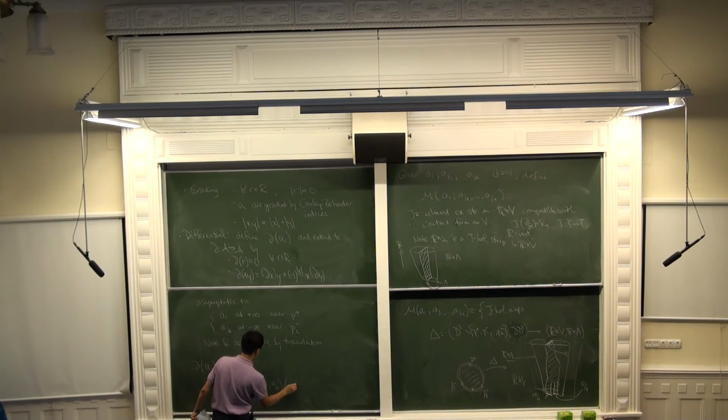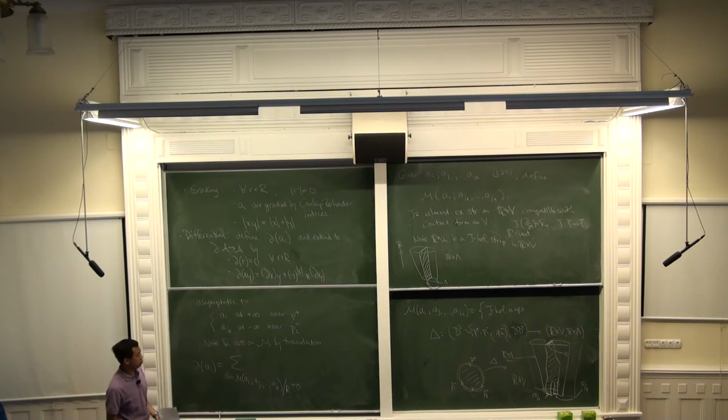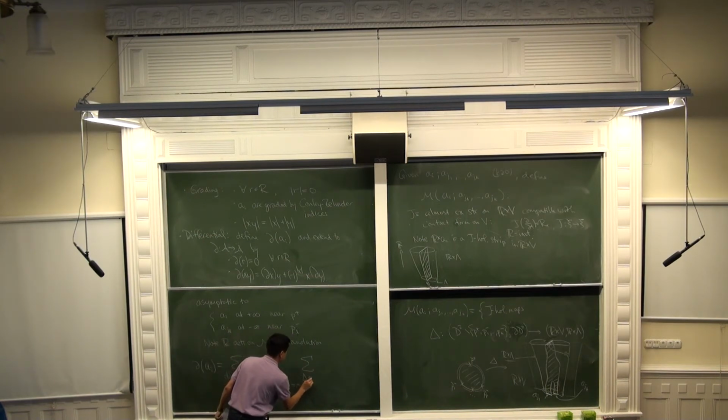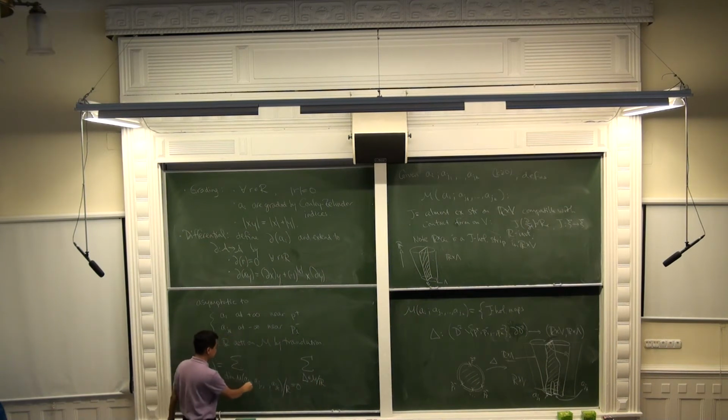So if you mod out by the R action, the dimension is supposed to be 0. So these are sort of rigid up to translation. And then for each moduli space, what you do is you take... So if this is dimension 0, then it consists of a bunch of points. Each point I'm just going to label as a disk delta.